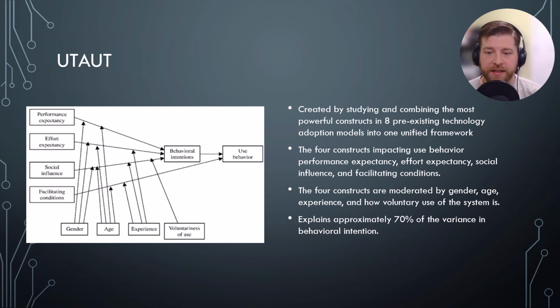The 4 constructs impacting use behavior according to UTAUT are performance expectancy, effort expectancy, social influence, and facilitating conditions. These 4 constructs are moderated by gender, age, experience, and how voluntary use of the system is. The researchers found that this model explains approximately 70% of use intentions and use behavior in technology adoption.